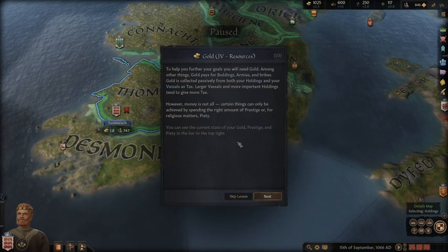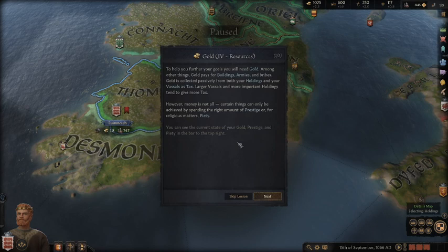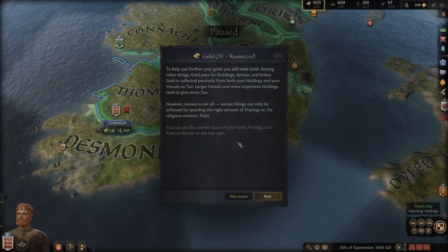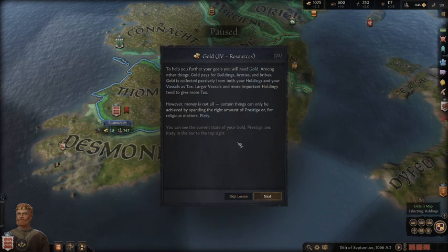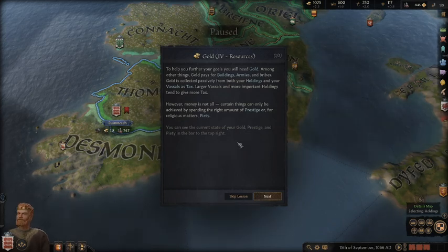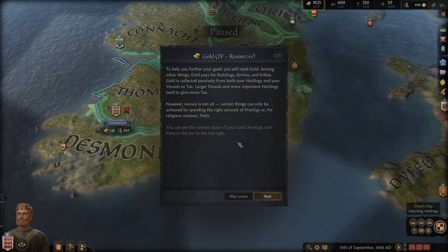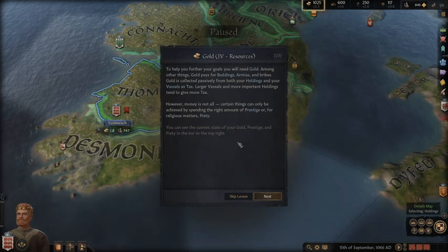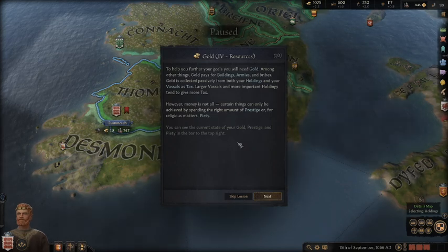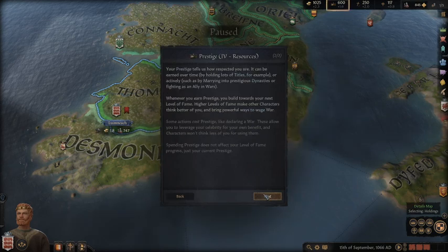To help you further your goals, you'll need gold. Among other things, gold pays for buildings, armies, and bribes. Gold is collected passively from both your holdings and your vassals as tax. Larger vassals and more important holdings tend to give more tax. However, money is not all. Certain things can only be achieved by spending the right amount of prestige, or, for religious matters, piety. You can see the current state of your gold, prestige, and piety in the bar to the top right.